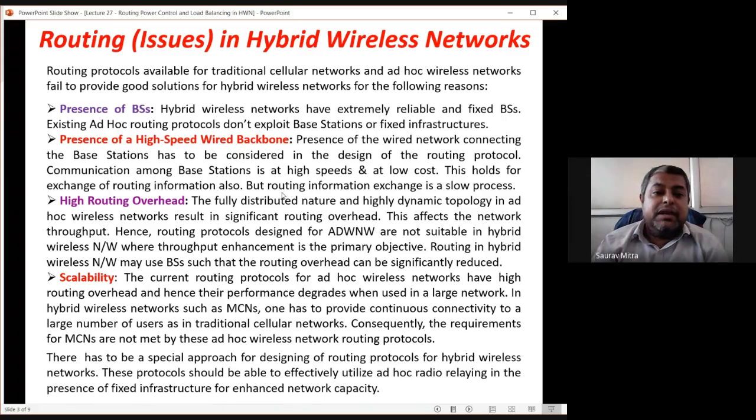Let's see what it says. The fully distributed nature and highly dynamic topology in ad hoc wireless network results in significant routing overhead, because whenever we are trying to establish a path, before the path establishment we have to exchange RTS, CTS, then there will be acknowledgement, then there will be DS if it is a MAC protocol and all. So all these things are overhead. Fully distributed nature means there is no centralized control, there is no base station in case of ad hoc network. Hence, all the nodes together do a distributive management of the routing protocol. So the distributed nature and highly dynamic topology of ad hoc wireless network results in a very large amount of routing overhead. This affects the network throughput.